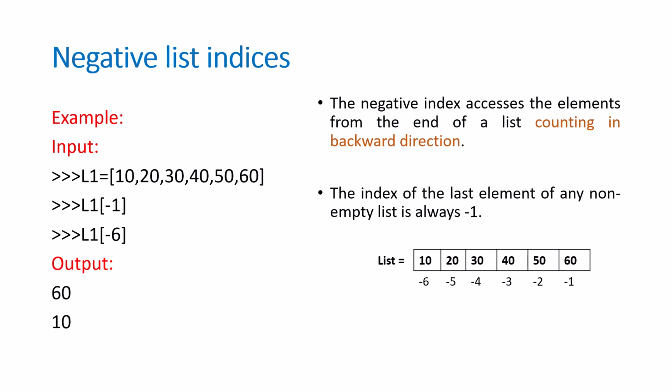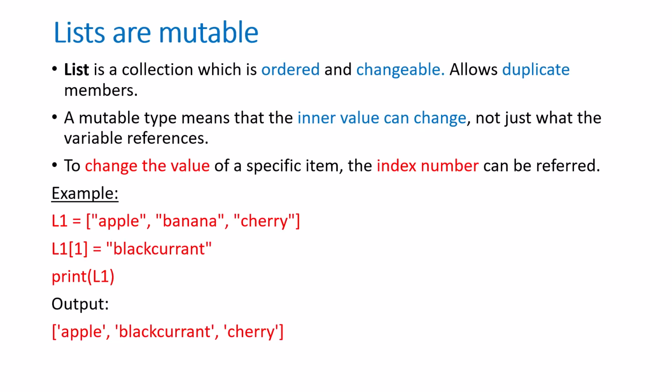And when we give L1 of -6, it refers to the first value, which in the list is 10. So 10 will be written as output. So the negative index accesses the elements from the end of a list, counting in a backward direction. The index of the last element of any non-empty list is always -1.